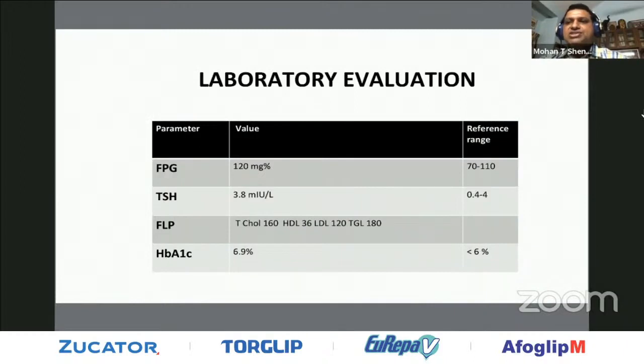On laboratory evaluation, the fasting glucose was abnormal at 120, thyroid function was normal, and dyslipidemia was not there. But you can see that the triglyceride level was higher for that age, at 180. He was definitely shown to have insulin resistance, and HbA1c was 6.9. So I think I can hand over to Dr. Ipsita for the rest of the talk.